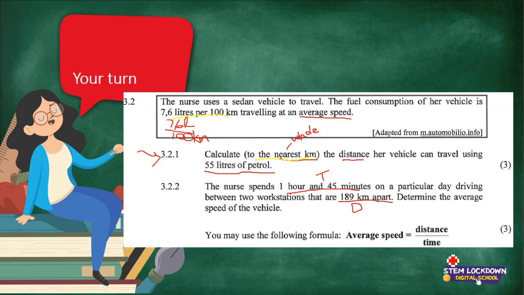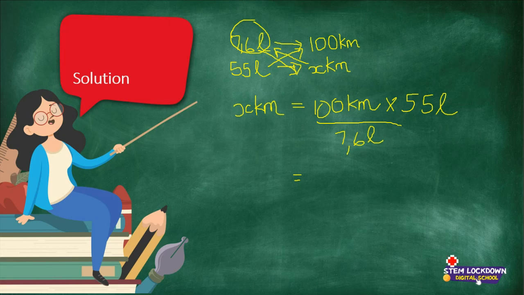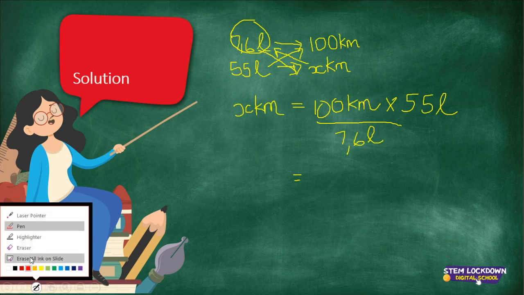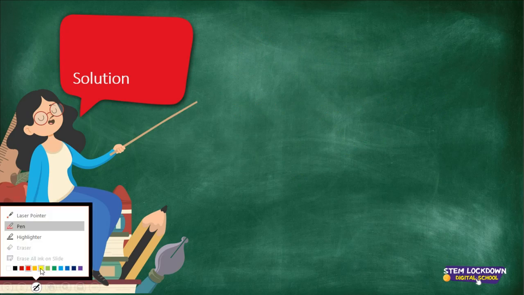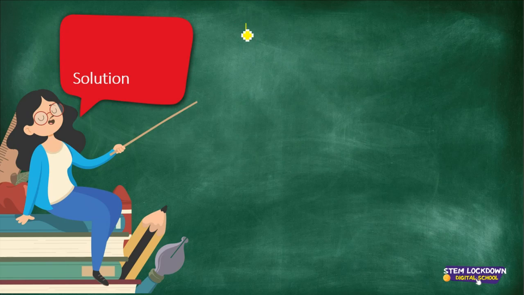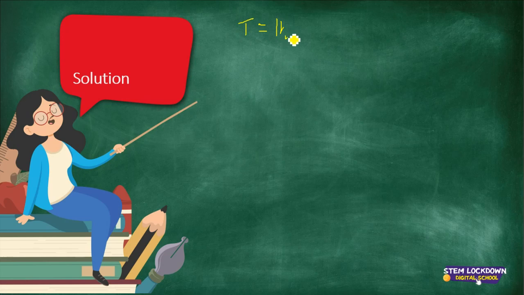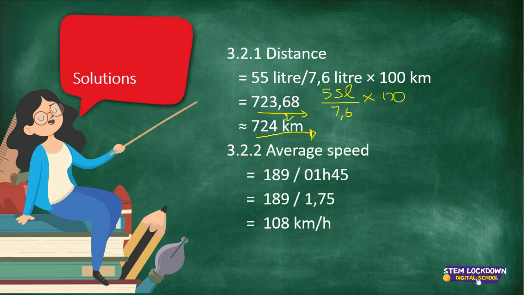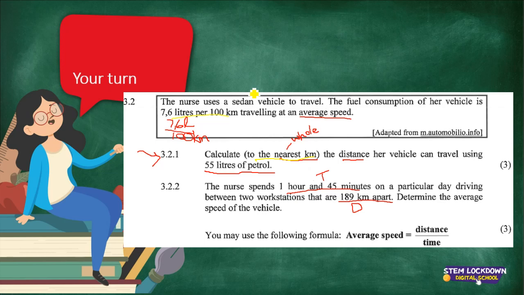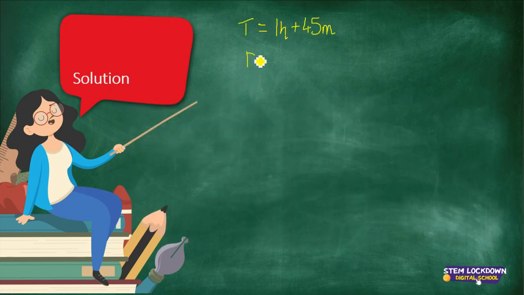Okay, let's look at your answers for this question, 3.2.2. Let me use this space here. Given time: the time is 1 hour 45 minutes. And then I'm told that my distance is 189 kilometers. So my distance is 189 kilometers.